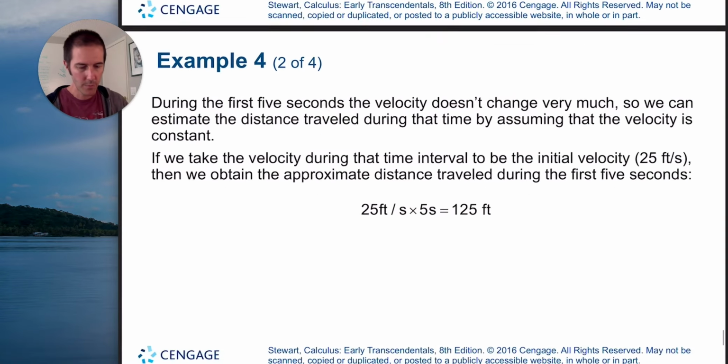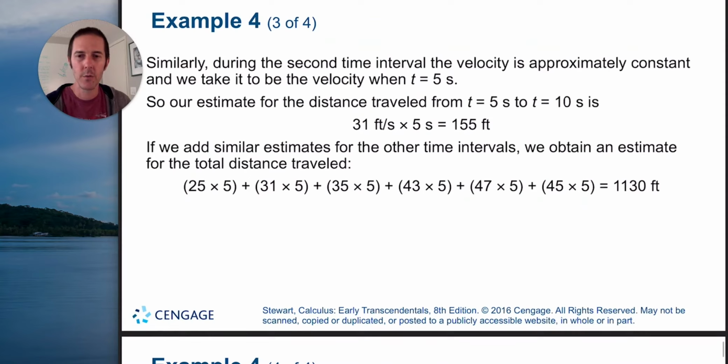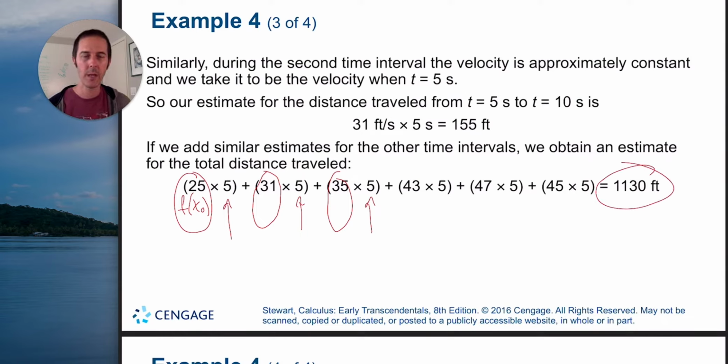And then we can march forward and use the other left-hand edges of those rectangles. Remember that this was f of x sub 0, the 25. And then here's f of x sub 1, f of x sub 2, all of our delta x's, all of the 5s, those are all the same. That's good. And then we're adding up the area of all those rectangles, and we come up with 1,130 feet traveled over the course of those 30 seconds.